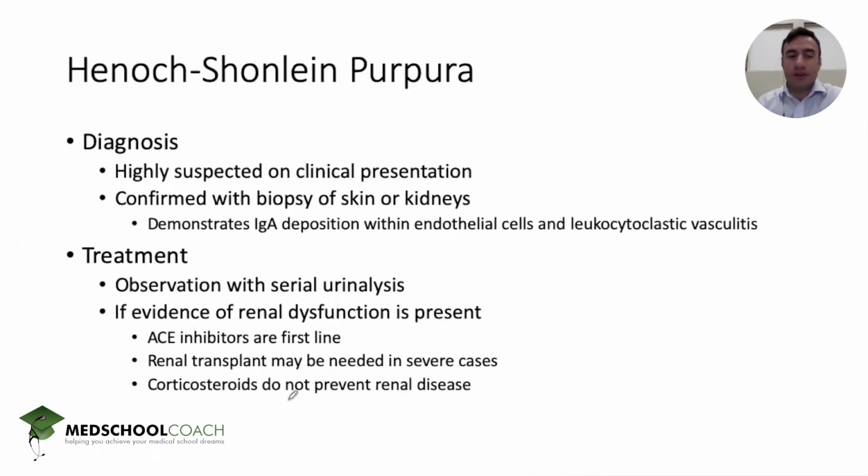And it's important to know that in these patients, although you see them used in the real world, corticosteroids do not prevent renal disease. So if you have a patient with Henoch-Schonlein Purpura whose kidney function is fine, giving them corticosteroids will not help prevent their renal disease. And if these patients develop renal disease, you treat them with ACE inhibitors, and they still progress, then renal transplantation may be required.